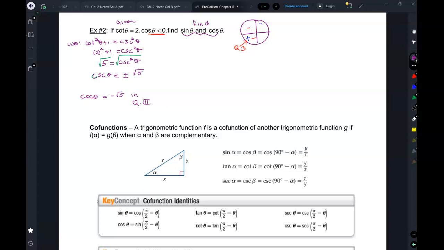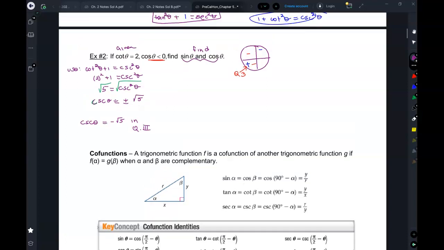But that's all fine and well, but that's not what I needed. I'm just writing that so you guys know. I need sine and cosine. So what's sine then? Sine of theta is negative 1 over root 5. And now I need what?